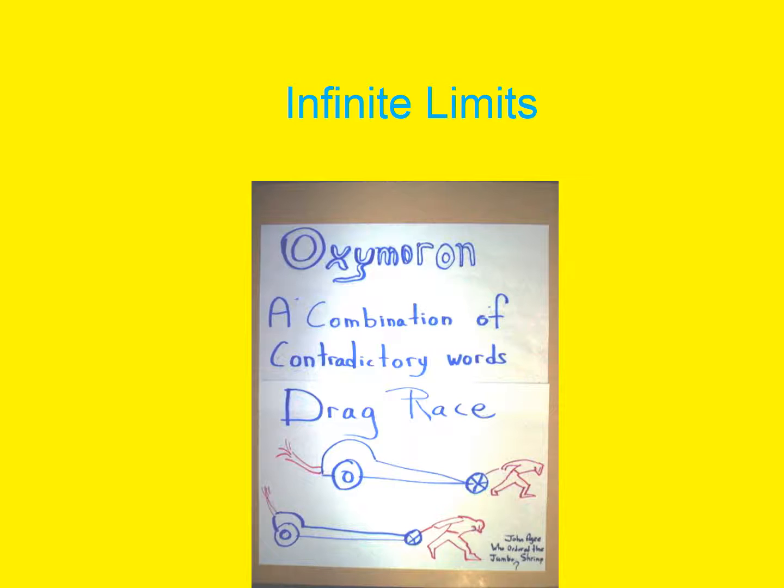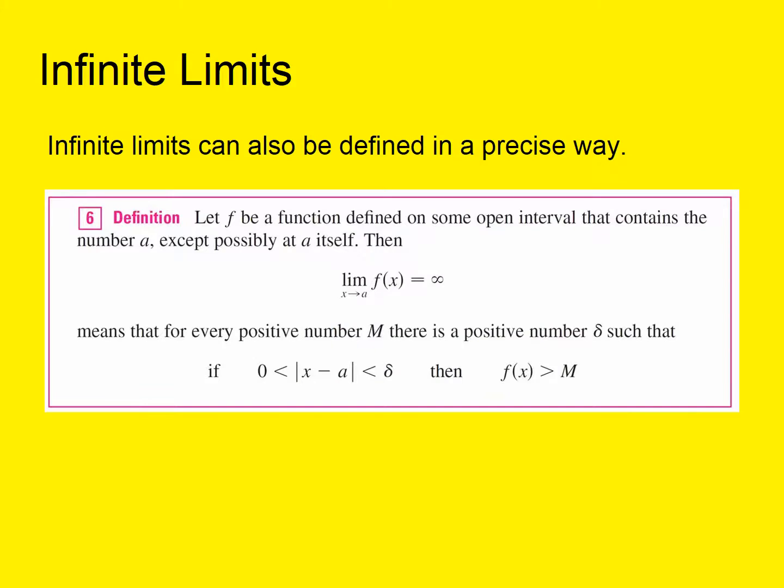Okay, so we arrive at the final objective of 1.7, infinite limits. We talked about it in an informal way. Now we're going to talk about it in a formal way. So here come those epsilons and deltas. Infinite limits can also be defined in a precise way.